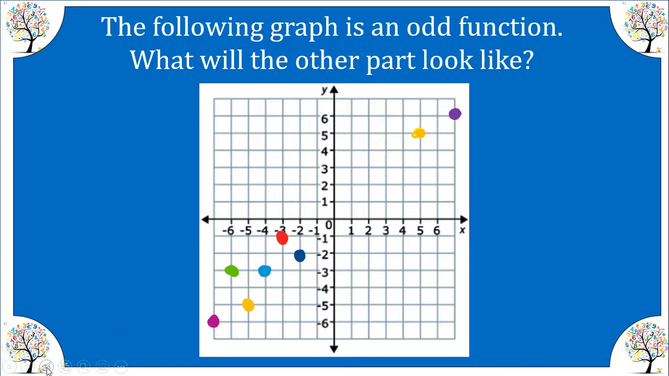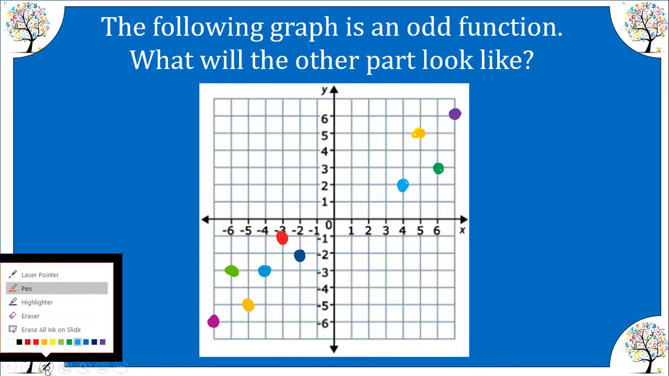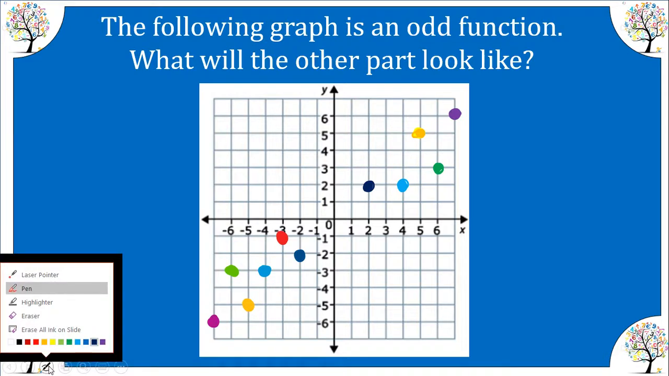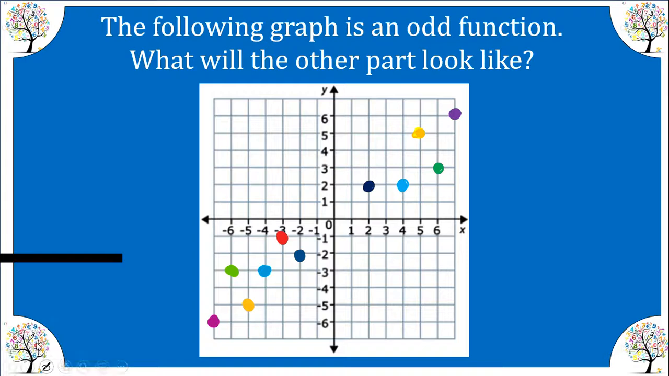Okay, now let's do the green dot. So I have -6, -3. So I should have 6, +3. And then the light blue, that's -4, -3. So I should have +4, +3. And then let's do the navy. So -2, -2, and then I should have 2, 2. Now notice this graph is not going through the origin, but it is odd. It's not a continuous graph. It's more of a scatter plot. And then we have -3, -1, so I have +3, +1. And there we go.